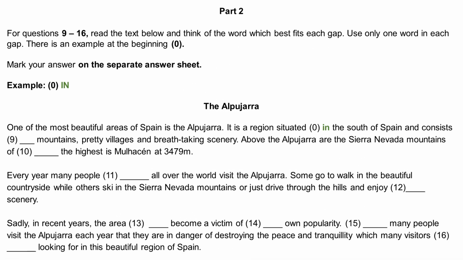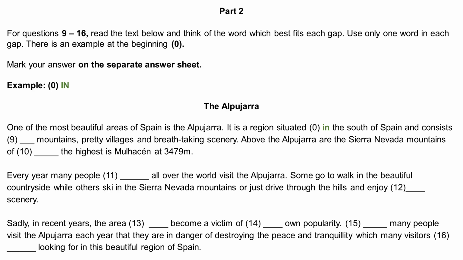Let's go back to the text on the Alpujarra and read it with me. The Alpujarra. One of the most beautiful areas of Spain is the Alpujarra. It is a region situated in the south of Spain and consists mountains, pretty villages and breathtaking scenery. Above the Alpujarra are the Sierra Nevada mountains. Of the highest is Mulhacén at 3,479 meters.